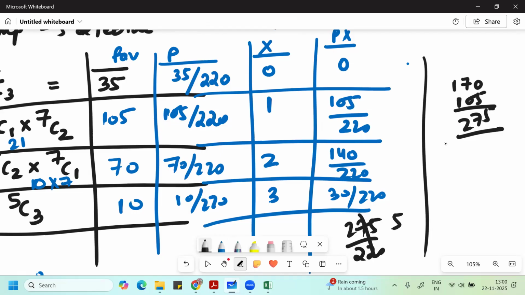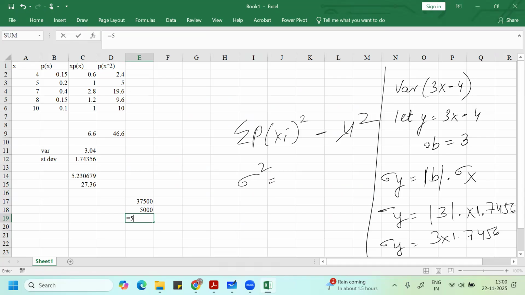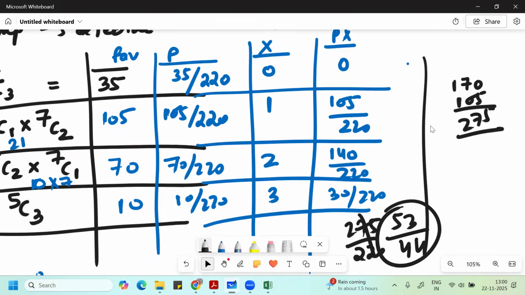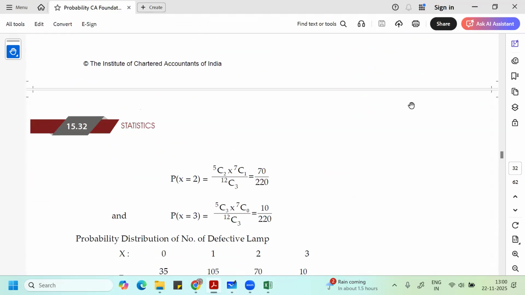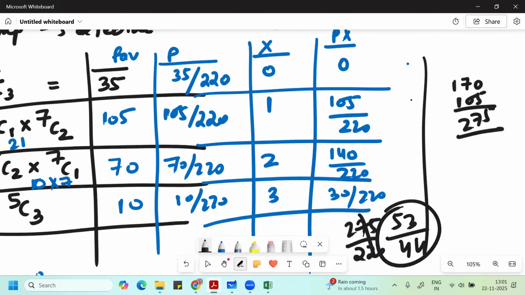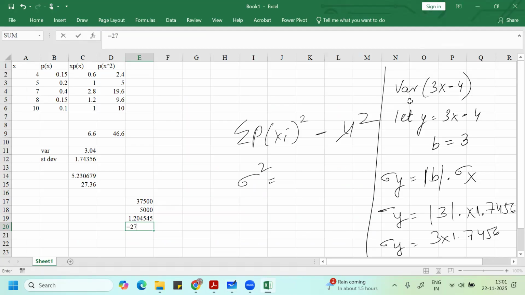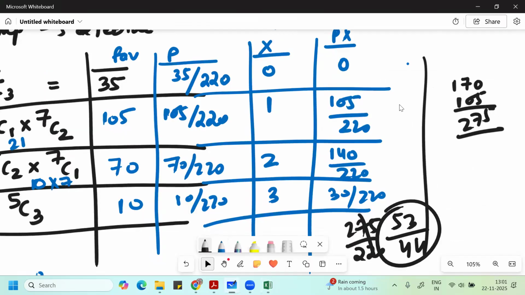This is 55 by 44, that is 275 by 220. 1.25 is the answer.